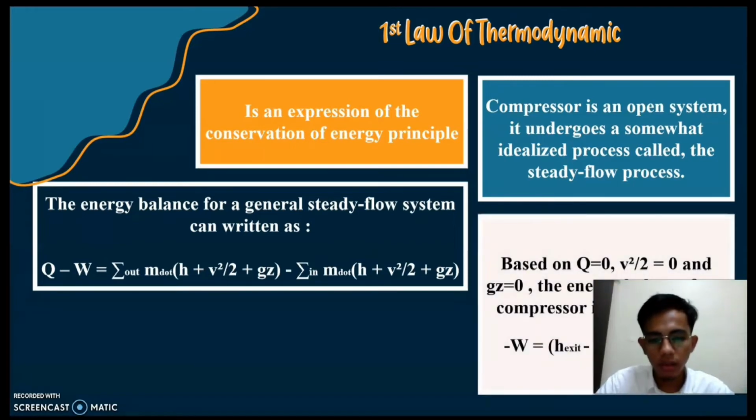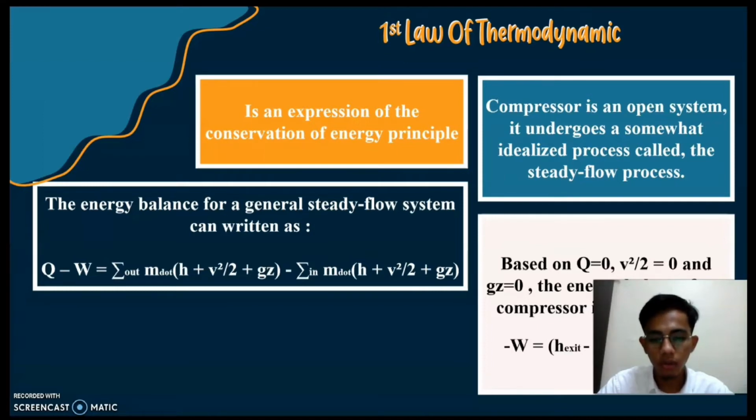In the idealized condition, heat transfer in the compressor is negligible because of insulation. Therefore, Q equals 0. Next, the potential height of the compressor does not change, as there is no elevation change. Thus, gz equals 0. And lastly, the kinetic energy change in the compressor is also negligible since the change does not contribute any significant effect. Therefore, V squared per 2 equals 0.